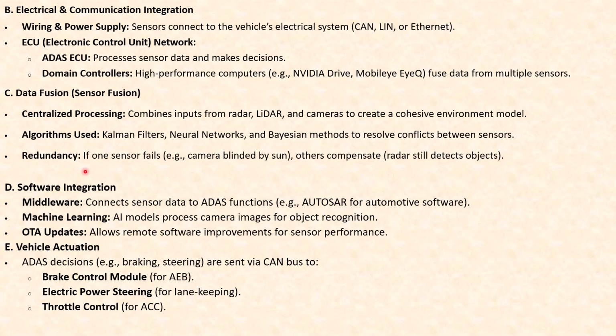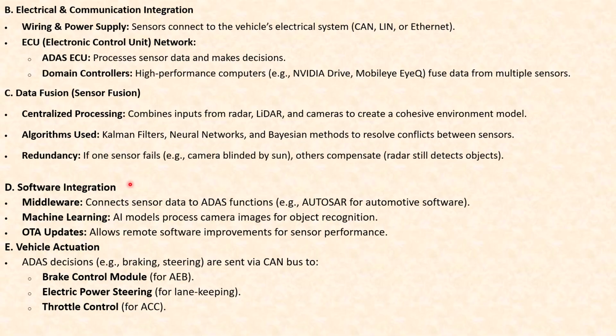Next comes redundancy. What is redundancy? If one sensor fails, others can compensate. For example, for object detection, both camera and radar are required, but due to some unfortunate environmental condition, the camera is blinded by the sun, then radar still detects the objects.